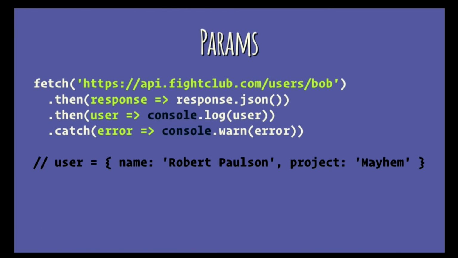Then we could also call catch. Anybody remember catch from earlier? We used it with try. So this is a bit of error handling. So if there's an error along the way, if any of these things fail, it'll call the callback that we pass into catch. So that's how we can deal with errors.